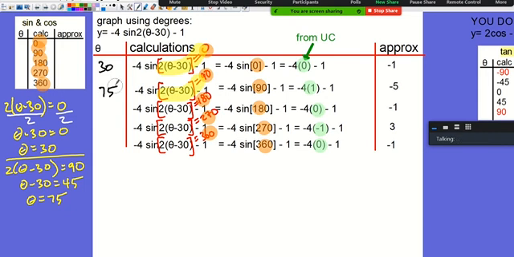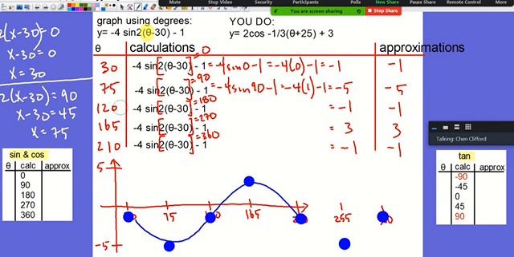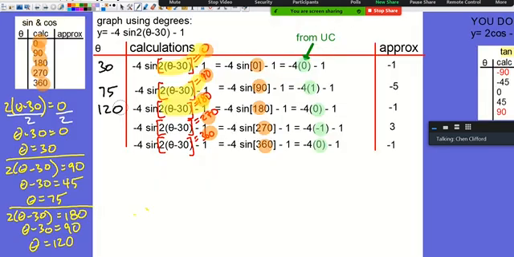Okay, I'm going to do just one more with you. Same thing, 2 theta minus 30. I'll work through this one more quickly. Theta minus 30 equals 90. Theta equals 120. All right, and you just keep going and going. Let me see what the remaining ones are. 165 and 210.